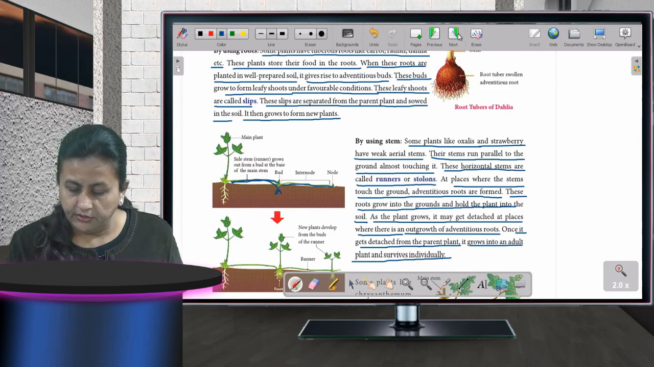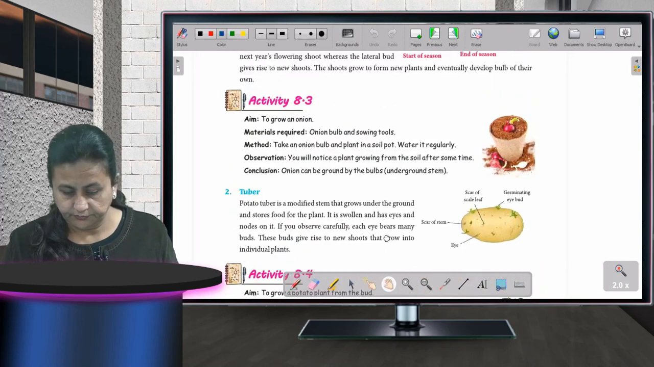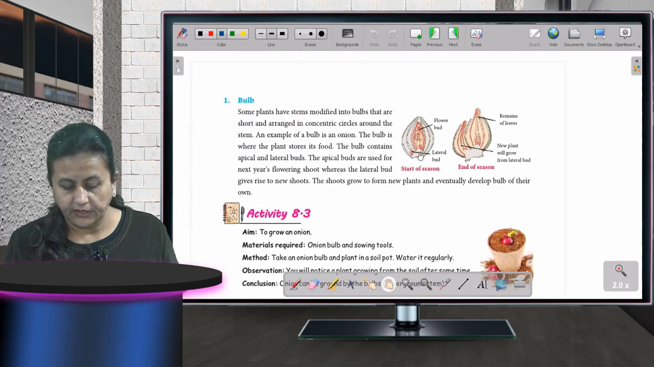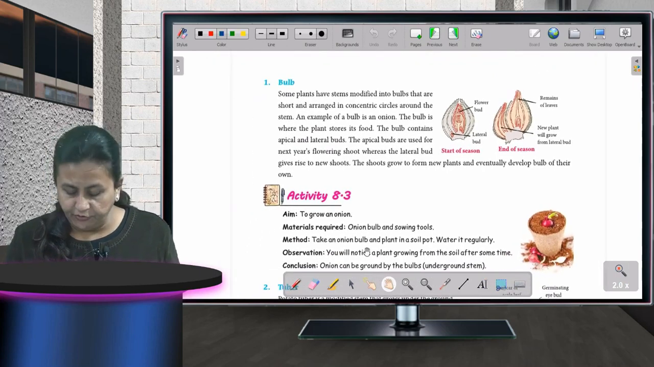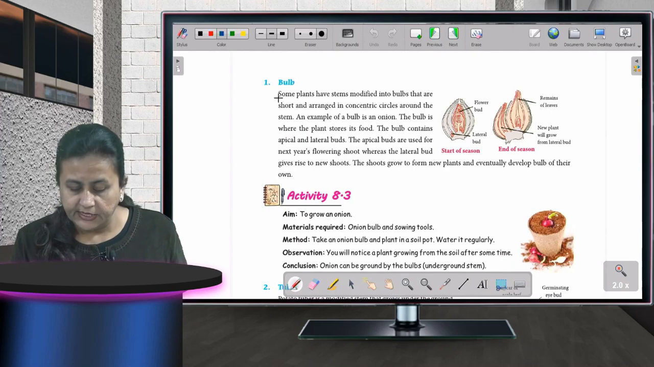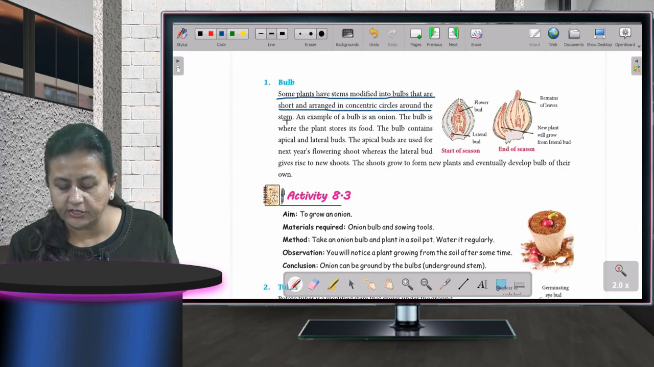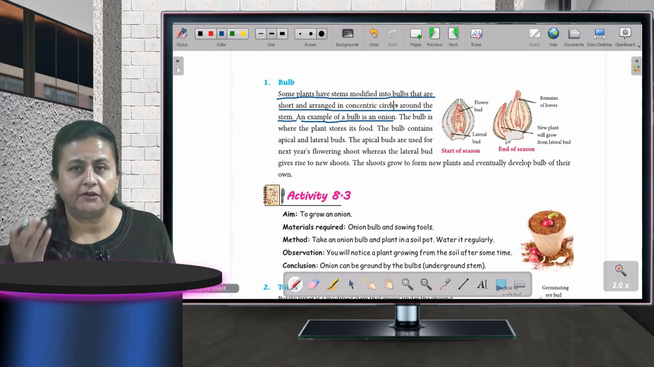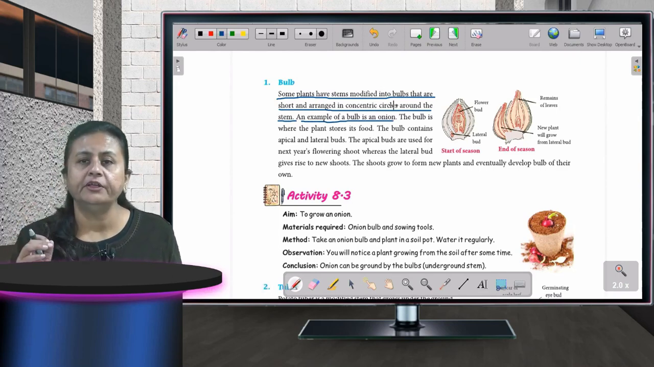Now the next one, bulb. See children, bulb. As you can see on your screens also, some plants have stems modified into bulbs that are short and arranged in concentric circles around the stem. An example of a bulb is an onion. Have you seen an onion? Pyaz. Onion is a modified stem.